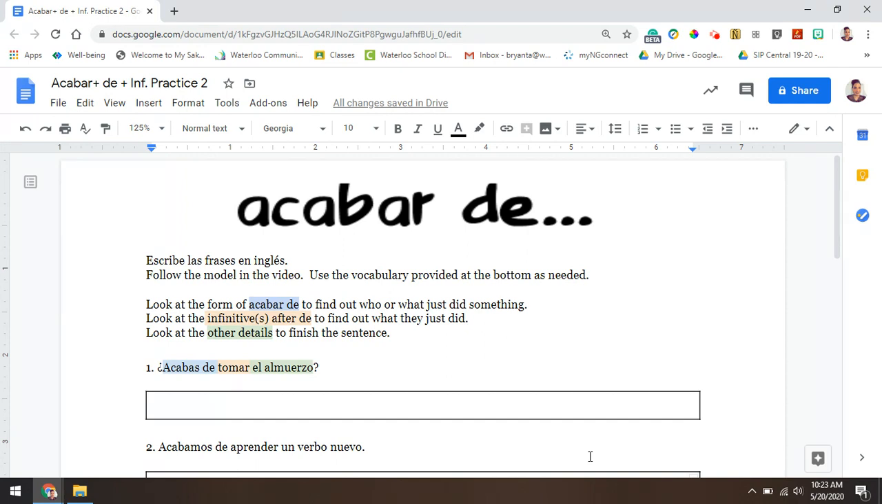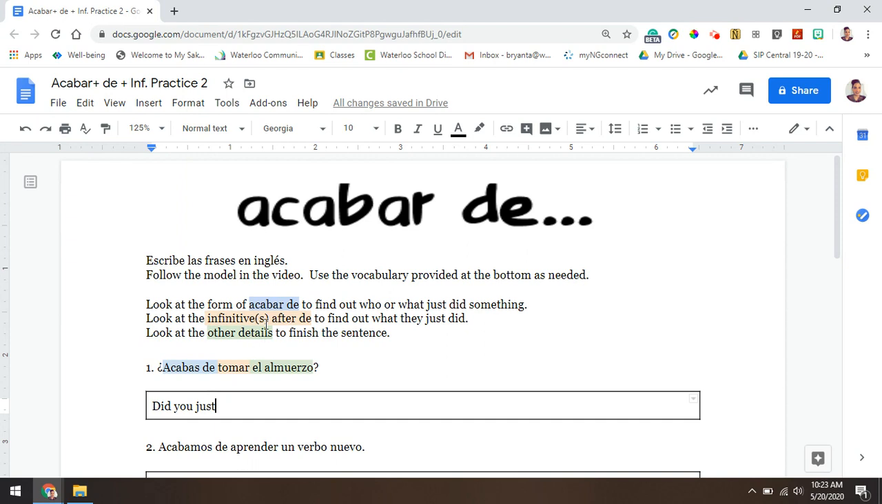All right. Number 1 says, ¿Acabas de tomar el almuerzo? The first thing I notice when I look at this is that it is a question. So I want to make sure when I translate that I write it in the form of a question. Going through the steps, if I look at the blue form of acabar de, I can see here that it is acabas, which is the you form. So I'm going to start my question, did you just?